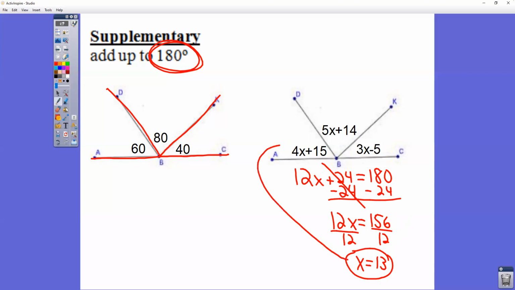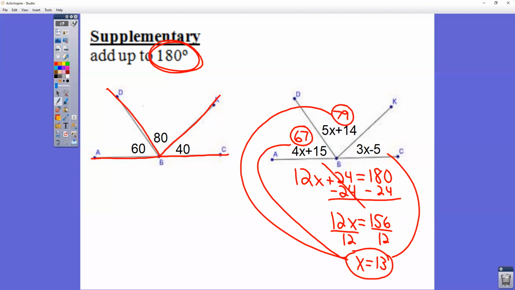I think you did a positive 5 instead of a negative 5. Take that and sub it back in. When you go to sub it back in, you would get a 67, you would get a 79, and you'd get a 34. So again, you need to set up your equation, solve it for x, and sub it back in.